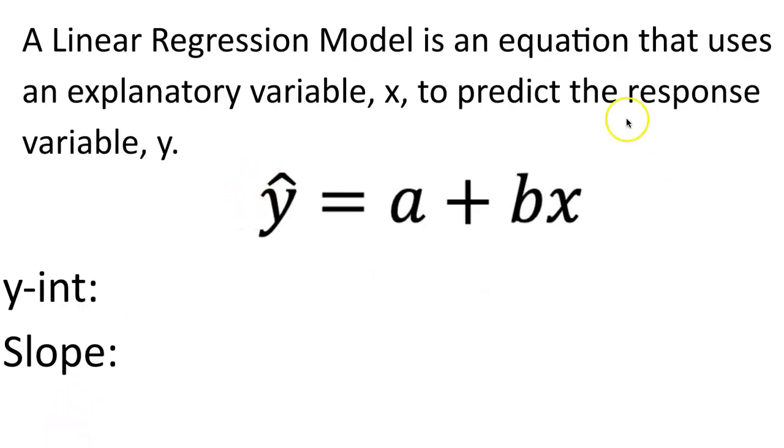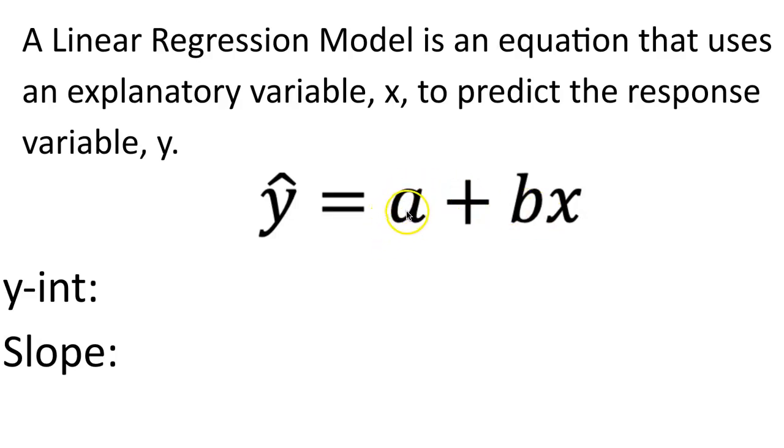Okay, so this is our best fit line. This new notation, y hat, is the predicted response variable. Here's my y-intercept, my slope, and x is my explanatory variable. I'll also call this your regression model, so your model is literally an equation.